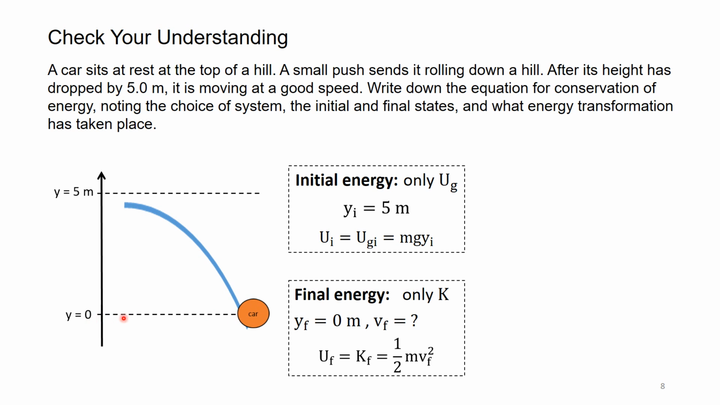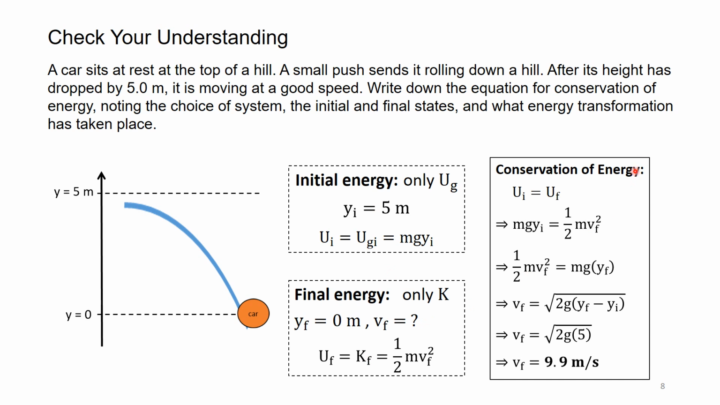And then down here, we can calculate the final energy. Here, we are assuming that this level is y equals 0, so there is no gravitational potential energy. There is only kinetic energy with some speed v final. So the final energy is only kinetic energy. We have the initial and the final energies, and we can set them equal to each other according to conservation of energy. Initial energy on the left side, final on the right side. Then you can rearrange the equation and solve for the speed. You get 9.9 meters per second. In this case, initially there was only gravitational potential energy, and it got converted to kinetic energy. That's the energy transformation taking place.